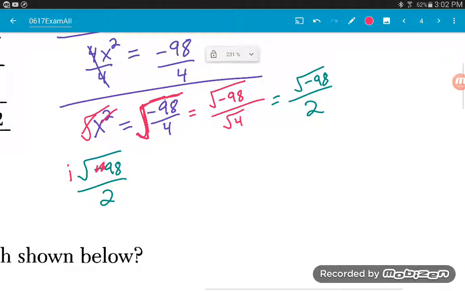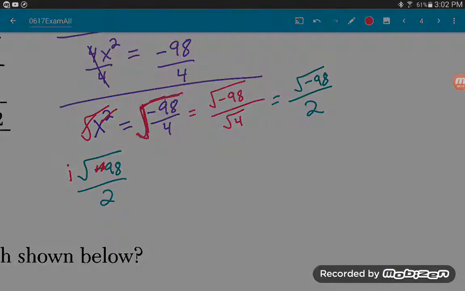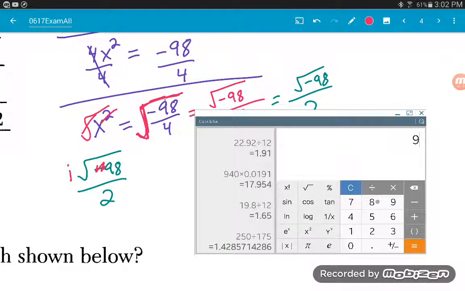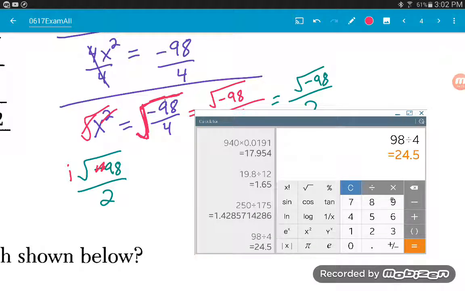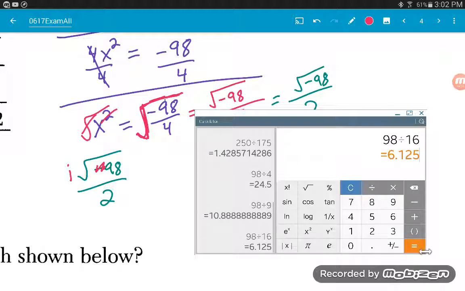There we go. Okay. So I want to check to see if 98 is divisible by any perfect squares. Like 2 squared is 4, 3 squared, any of the nice square numbers. So I'm going to take 98 and see if it's divisible by those. So 98 divided by 4. Nope, that didn't work. It has a decimal, it didn't divide perfectly. 98 divided by 9. That didn't work either. 98 divided by 16. That didn't work. 98 divided by 25. Nope.